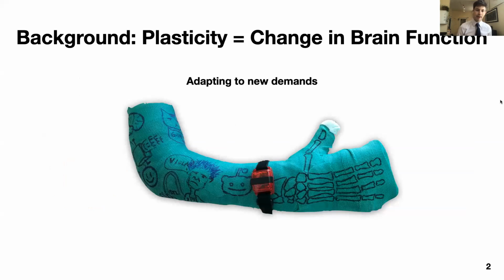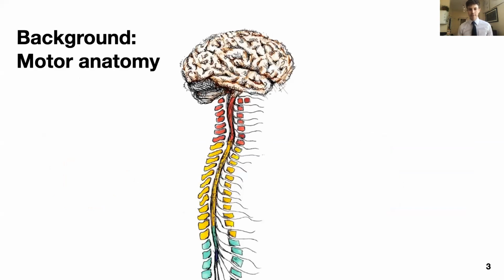We induce plasticity in our participants by constraining their dominant arm for 2 weeks. The point of this cast was to stop them from using their arms, and therefore stop them from using the brain circuits that control their arms. And we thought that might induce plasticity in their brains. So since we're talking about motor plasticity, I should also teach you a little bit about motor anatomy.